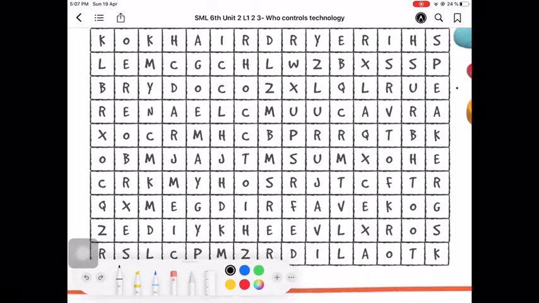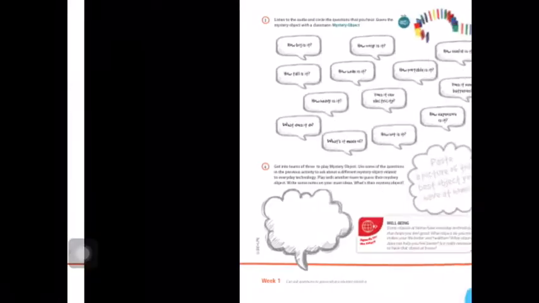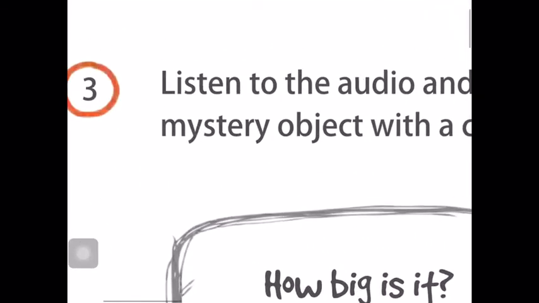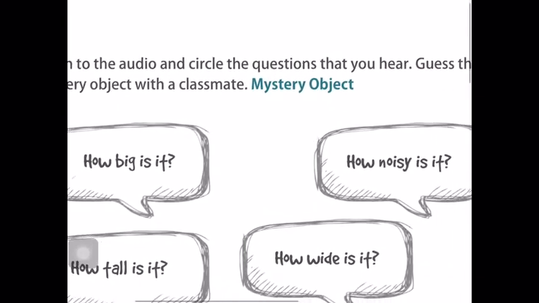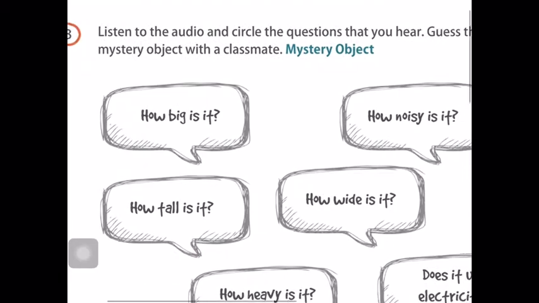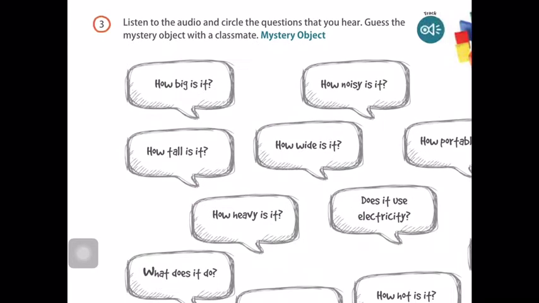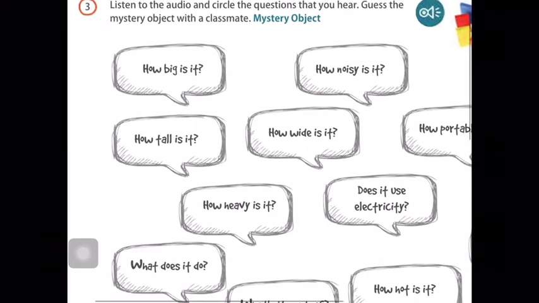Let's continue with the next exercise. Page 31. On page 31, you have to listen to the audio and circle the questions that you hear. Guess the mystery object with a classmate. What is the mystery object? You listen to the audio and you guess.